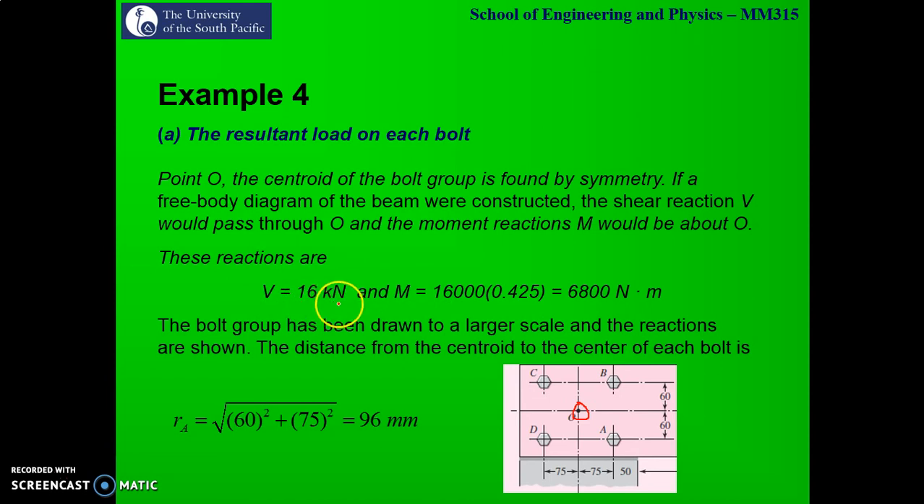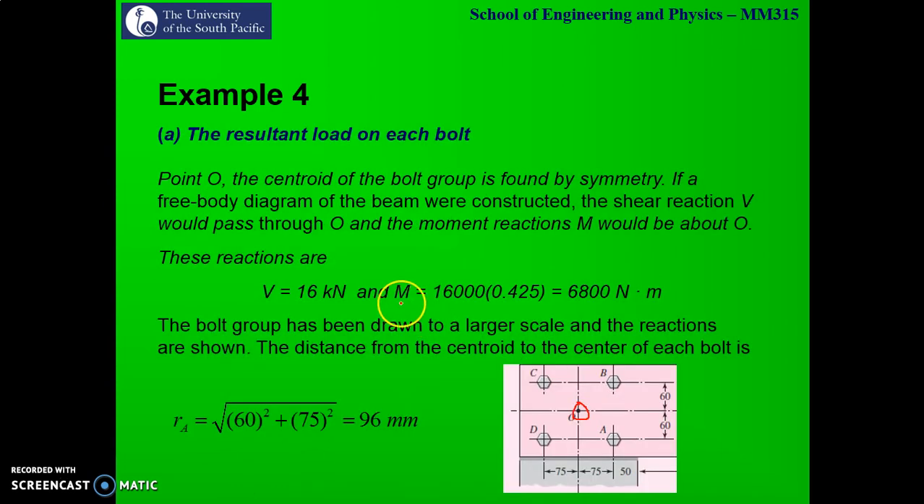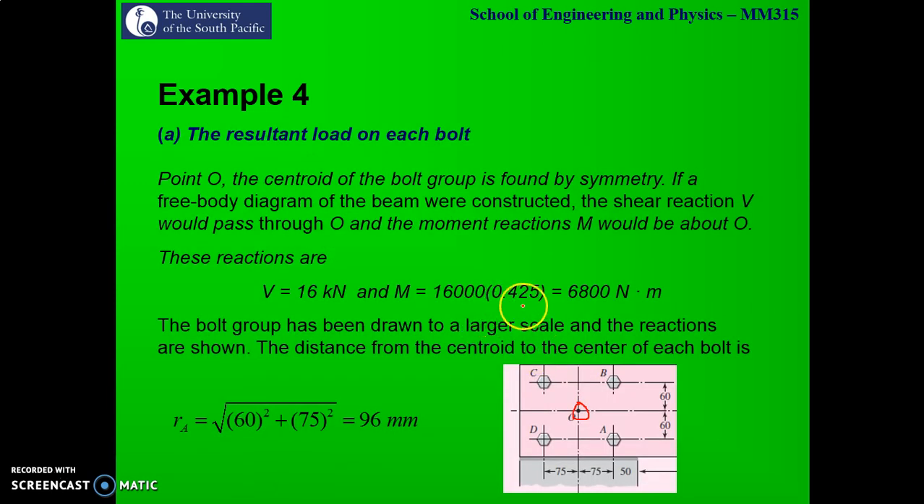The first thing is, we know that the shear, or the applied load acting on that particular beam, is 16 kilonewton. So the force is 16 kilonewton. The moment, again, is about point O, the centroid. The moment about your centroid is simply 16 kilonewton times the distance dc, which is the distance of the centroid from the point of application of this force F, given as 0.425 meters. So our moment about the centroid is 6800 Newton meter.